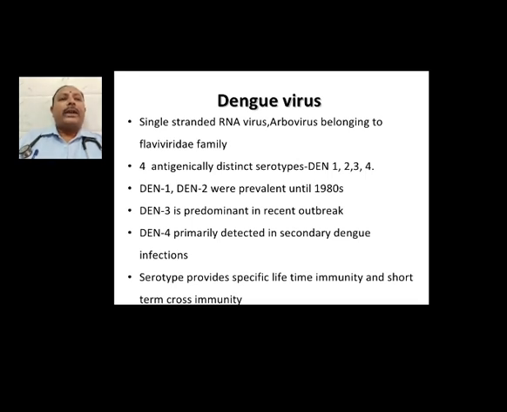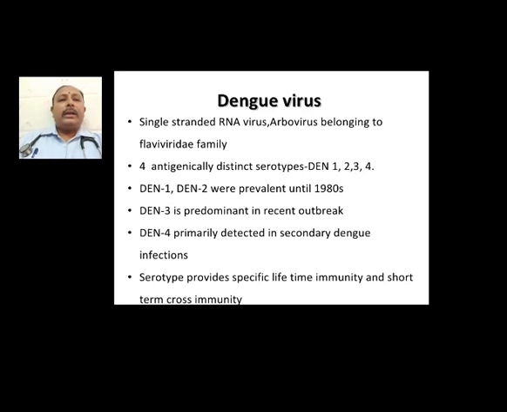Viruses are of two types, RNA and DNA. So, dengue virus is a single-stranded RNA virus belonging to the arboviral family, that is, it belongs to the Flaviviridae family. It has four antigenically distinct serotypes. That is DEN1, DEN2, DEN3 and DEN4.